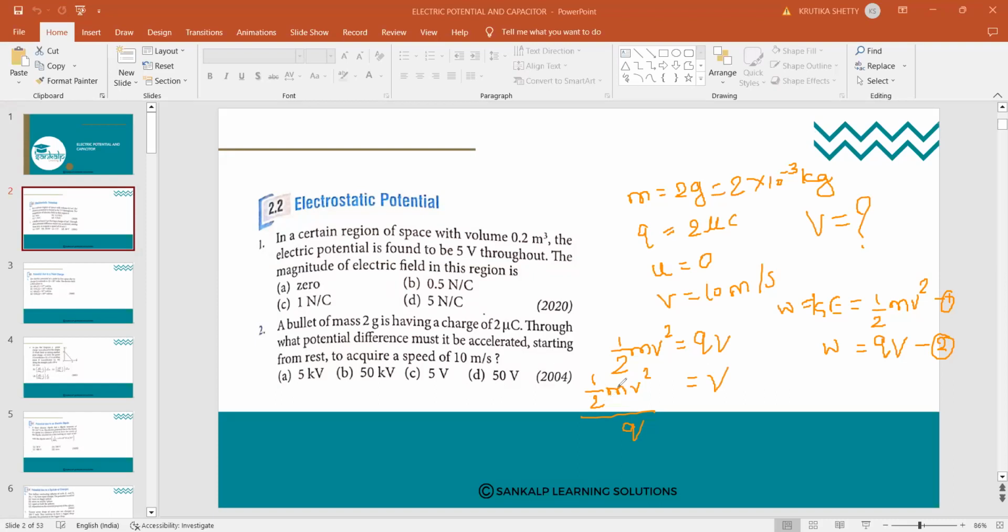It is 1 by 2. M is mass, V is the velocity, 10 meter per second. Q is the charge. Charge is also given in micro, so when it is given in micro you have to simplify there too. That is, Q is equal to 2 into 10 raised to minus 6 coulomb.